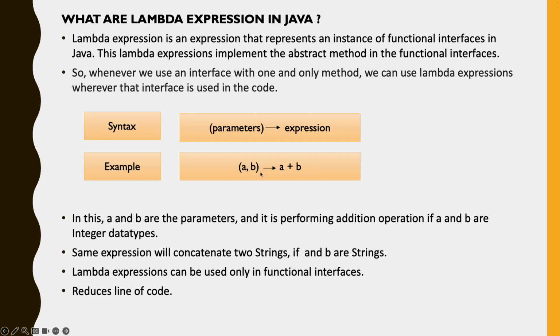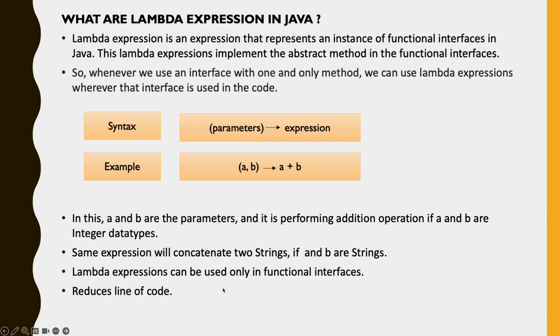If we look closely at this Lambda expression, we didn't mention any of the data types. So here A and B are the parameters, and it will perform the addition operation if A and B are integer data types, and the same expression will concatenate two strings if A and B are strings. Lambda expressions can only be used in functional interfaces wherein we will have only one abstract method. And why are we using these Lambda expressions? They reduce a lot of lines of code and are very easy when compared to the previous implementations.